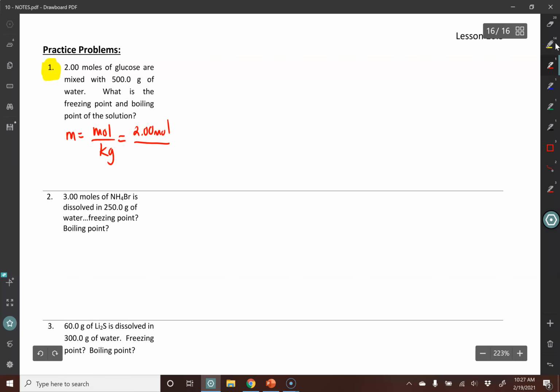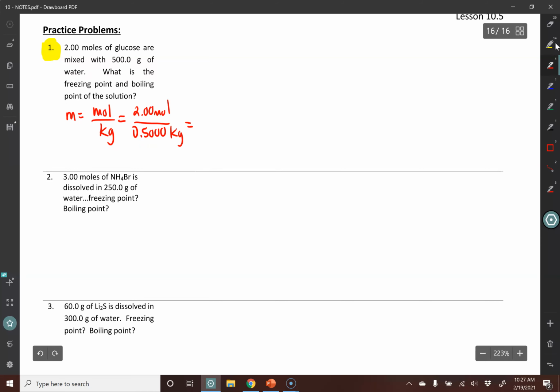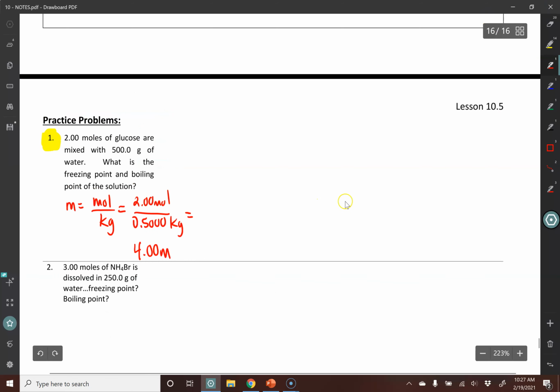I've got my amount of glucose in terms of moles already. And I can quickly convert in my head 500 grams to 0.5 kilograms. I can have 3 sig figs in this answer. I come up with a 4.00 molal solution. Okay. Once we know the concentration, we can apply those 2 formulas we just talked about. We're asked to find the freezing point and the boiling point. So let's go ahead and do that now.